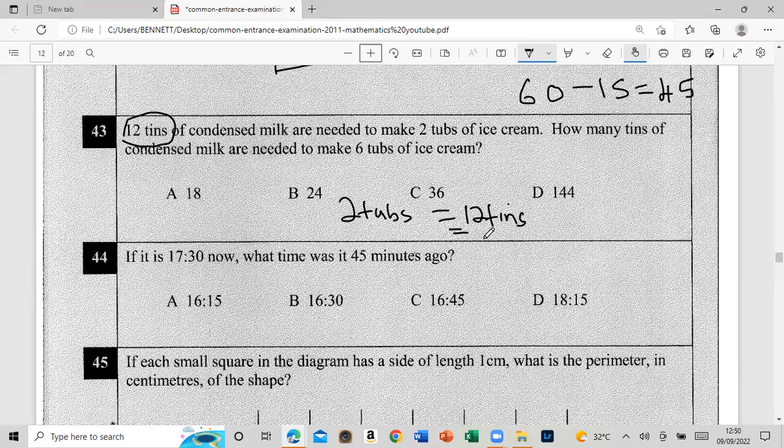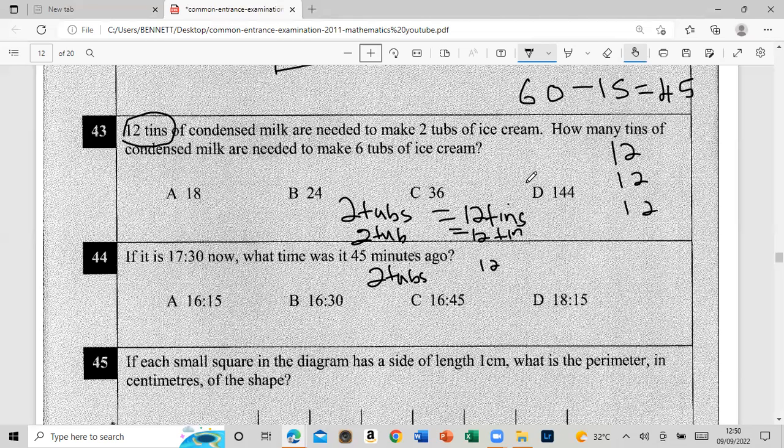I'm teaching you everything critically, guys. So this is another 12 tins, right? But we don't reach 6 yet, we just reach 4. So add the next 2 tubs. So repeat, and we get 12 more tins, right? So all we have to do is just add 12 plus 12 plus 12, and that gives us 36. So it will take 36 of them, and that is our answer. Alright?